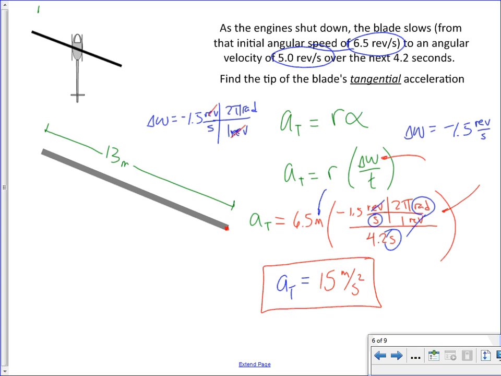That's actually its average tangential acceleration, right? Because we're using two different omegas. So it's an average value over that interval.